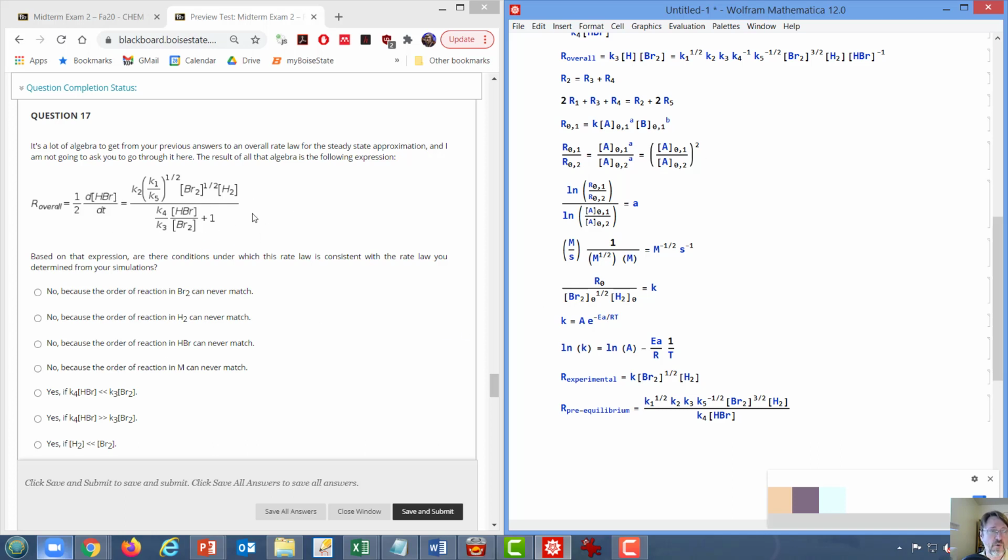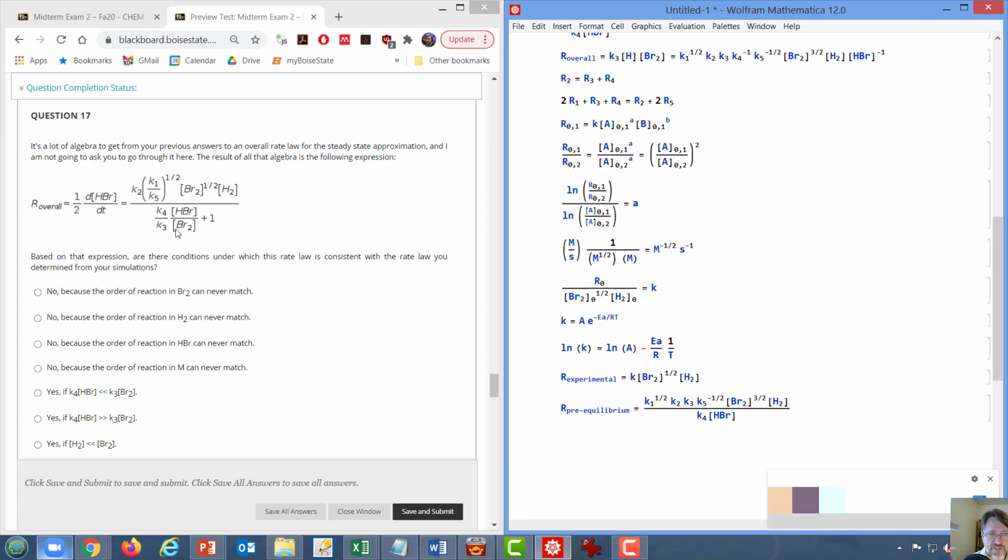Okay, so we get to this point. Based on that expression, are there conditions under which this rate law is consistent with the experimental rate law, this one? So if we look at this, the numerator looks just like this. We've got Br2 to the 1/2 and H2 to the first. So in the denominator, we have two regimes.